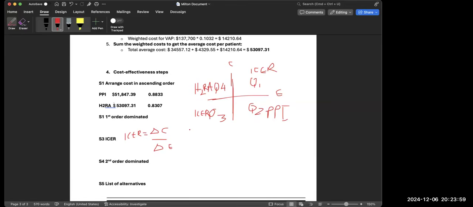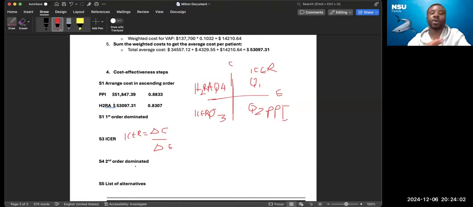Yes, it makes sense. So we don't have second order dominated. No, here we don't have second order. We don't go there at all. We just stop at the first order dominated.